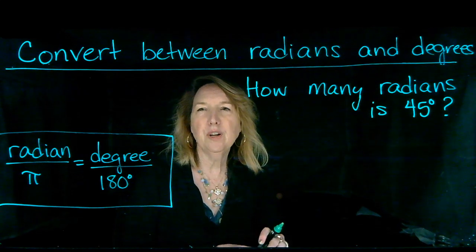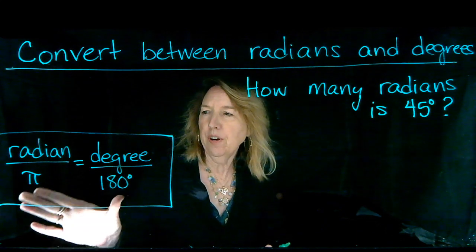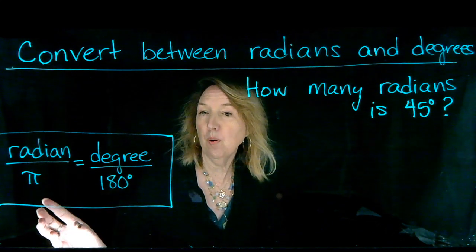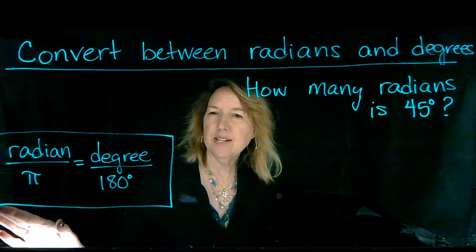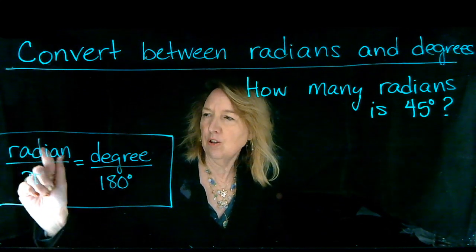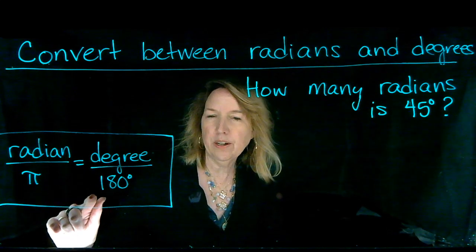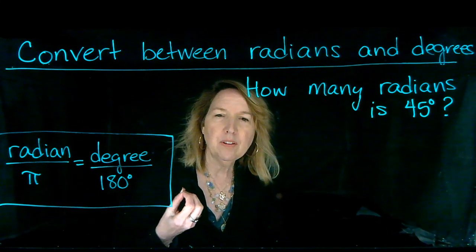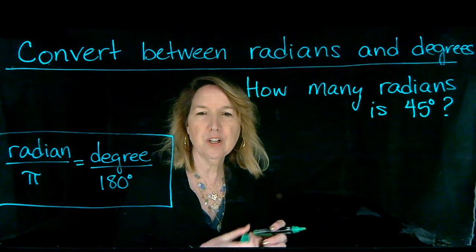Let's look at how to convert between radians and degrees. Over here, I have the key, the formula that you're going to use to answer the questions. The idea is radian is to pi as degrees is to 180 degrees. A very useful definition that you can use to convert.